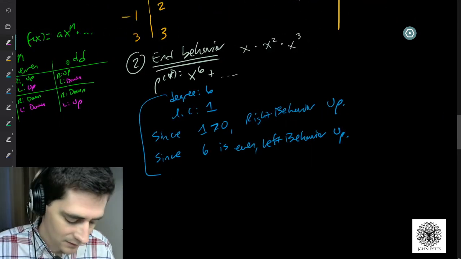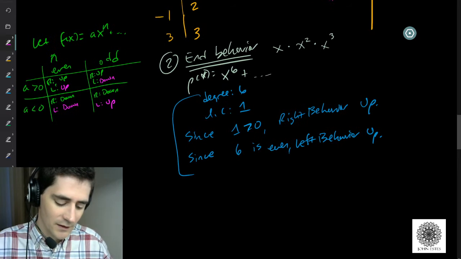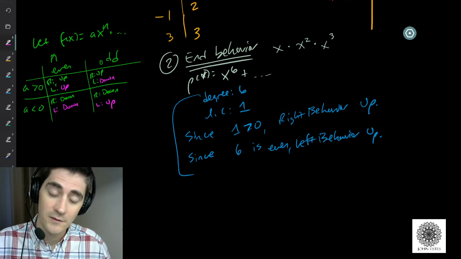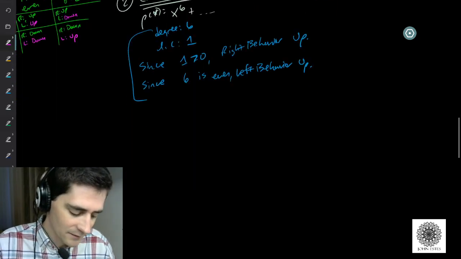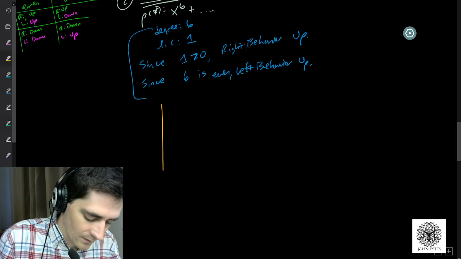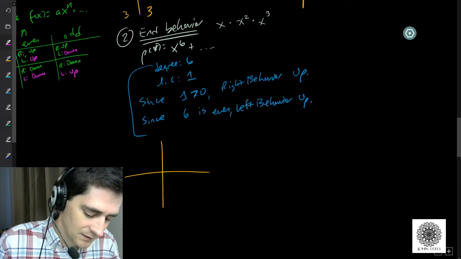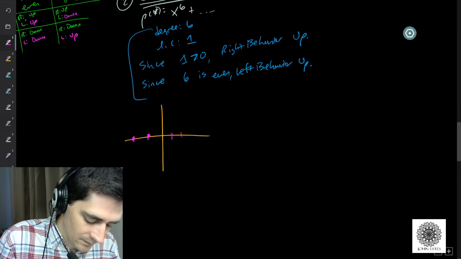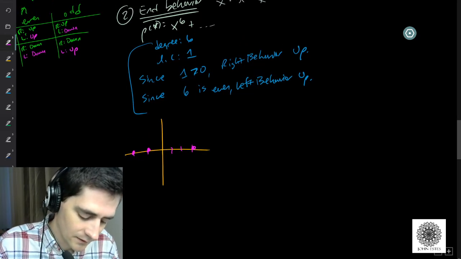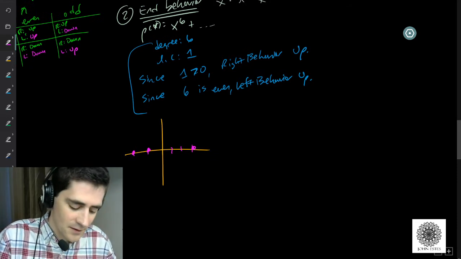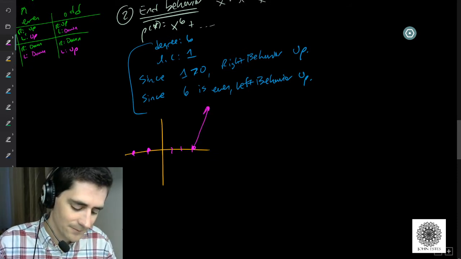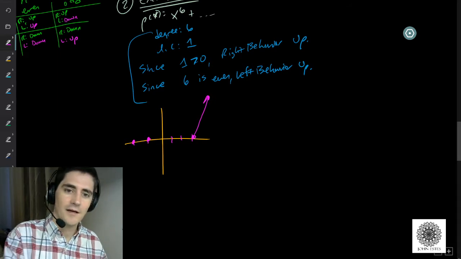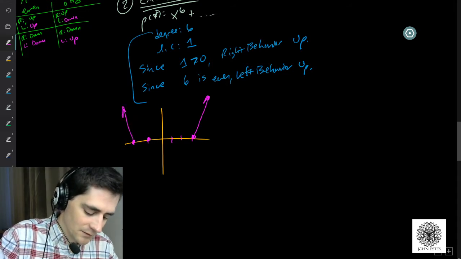So what this tells me now, again, in our situation, since we had x to the 6th, my right behavior is up, and since it's even, the left behavior is also up. So now when I come back to my graph, which I'll do again, I know, okay, my zeros were at -1 and -2 and +3. I know that the right behavior is up. So after 3, this polynomial is going up like this. And I also know the left behavior is up. So after going into the negative direction, -2, it's also going to go up.